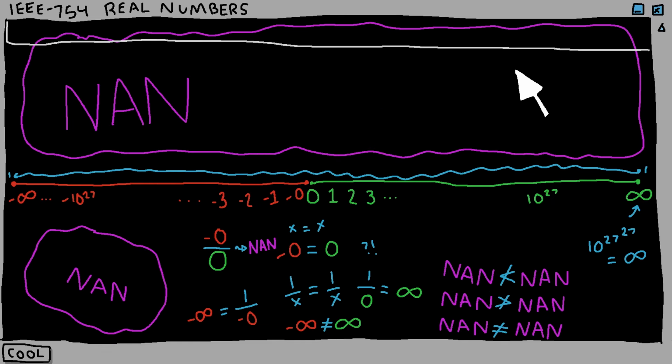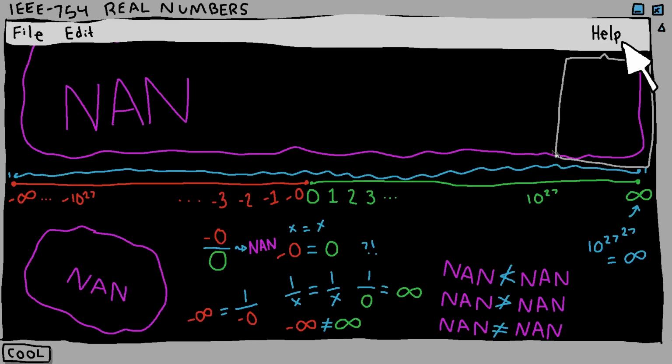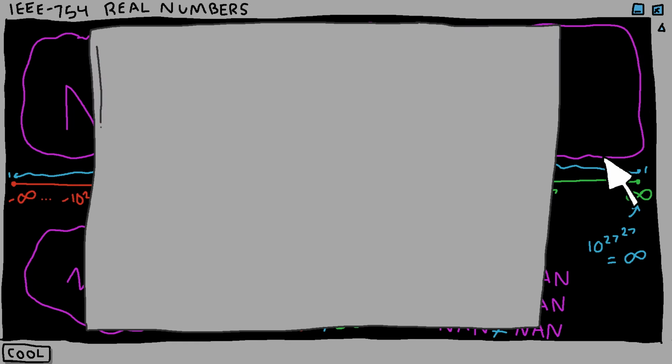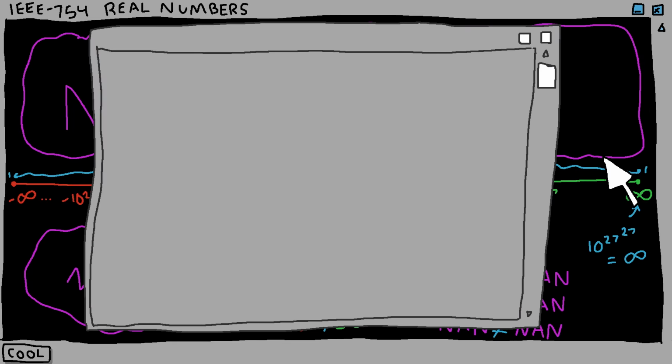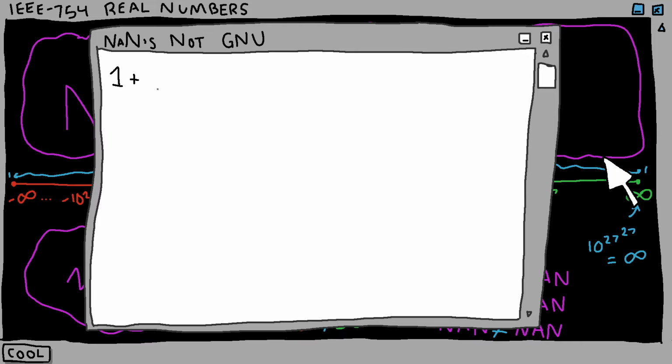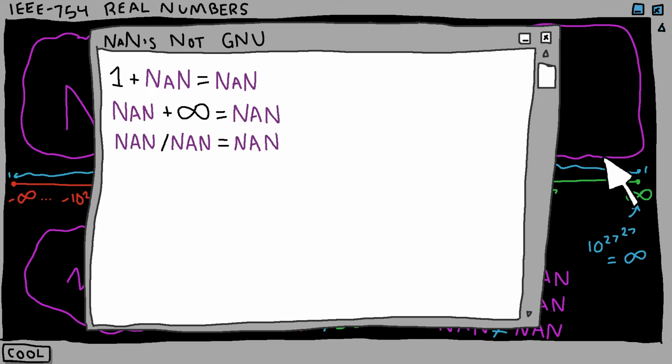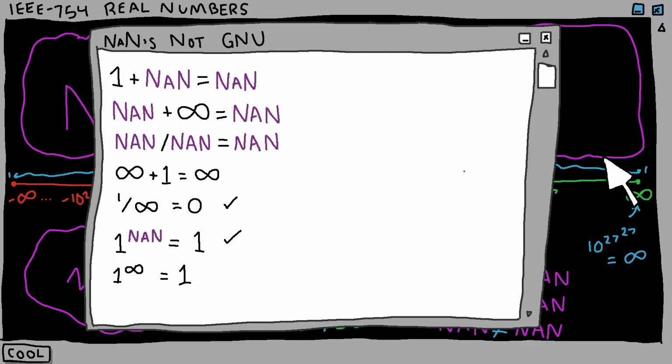Now, most programmers are taught or come to believe that NaN is like the GNU Public License of numbers, in that if you do anything with a NaN, like 1 plus NaN, you get back NaN. And this is largely true. The same holds for infinity, actually. If you take infinity and add 1, you get infinity. But at least with infinity, there are some ways out, like 1 over infinity is 0, as we discussed. And actually with NaN, as we saw, there are some formulas that don't produce NaN, like 1 to the NaN is always 1.